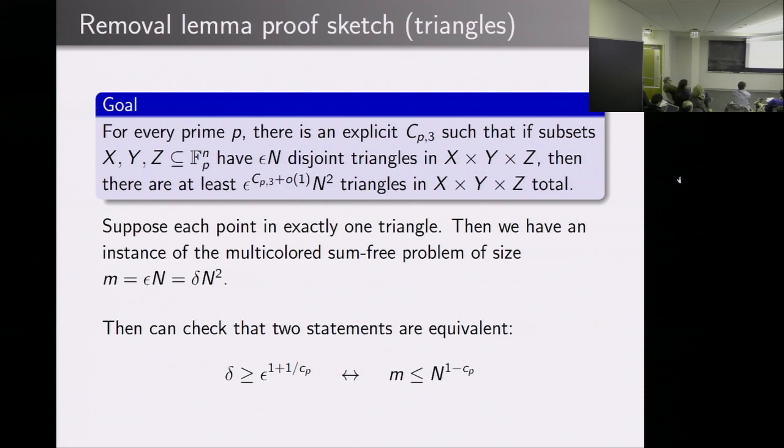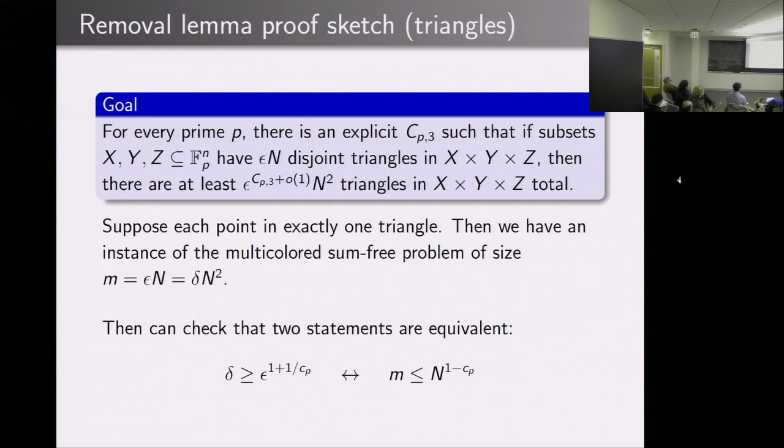So this shows that the removal lemma implies the multicolored sum free problem, but you can also go the other way, in the sense that if you start by knowing that m is at most n to the 1 minus cp, and you assume that each point is in exactly one triangle, then you can express epsilon and delta in terms of m and n and plug it in, and you get back the removal lemma. So in some sense, you can think of the multicolored sum free problem as a special case of this goal when our triangles are disjoint.